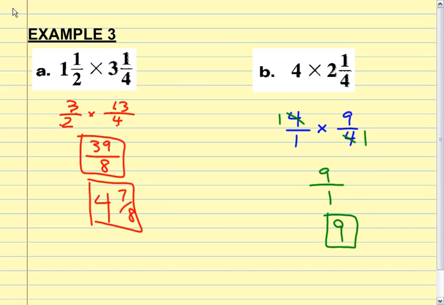Rowan, you have a question? Sort of. So if you can't cancel before you multiply, then you won't have to reduce once you're done, because that means there are no common factors. You're exactly right. So if you can't cancel, you won't be able to reduce. Okay, so that kind of confused me. Is it okay if I just do long division and then put it as a fraction? Yes, absolutely. Good job.